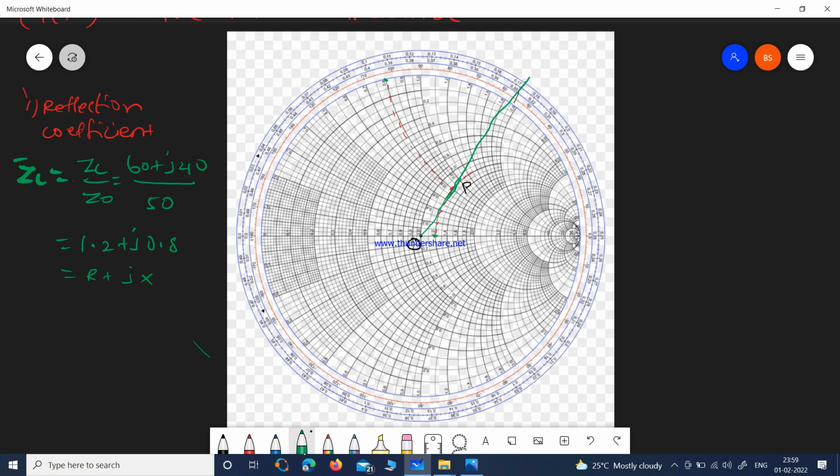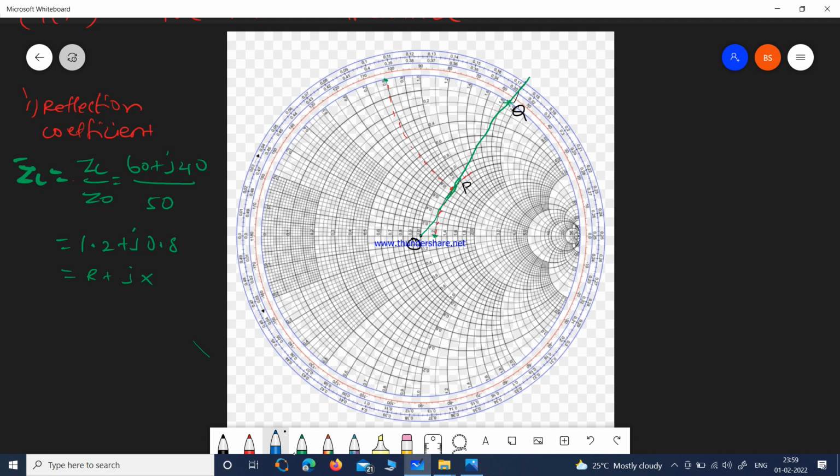Where it meets the outer circle, we need to take that as Q. So immediately where it meets here, it is Q. Our aim is to find the reflection coefficient, right? So how to find the reflection coefficient? In a few Smith charts, they give the reflection coefficient at the bottom. We can also use that.